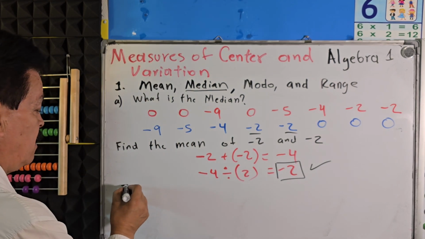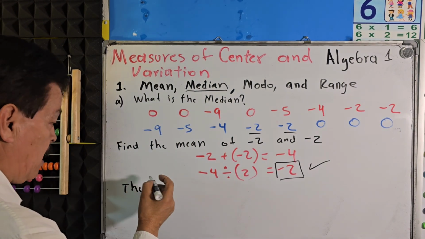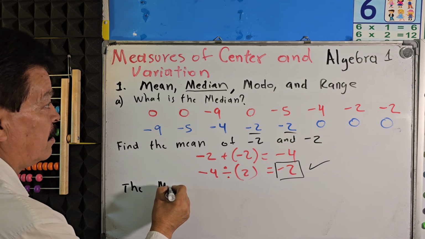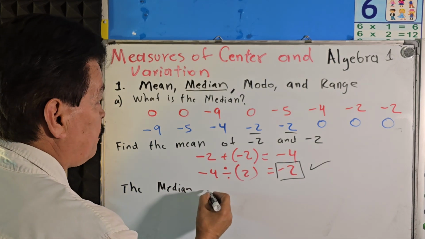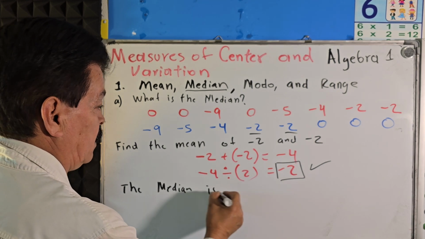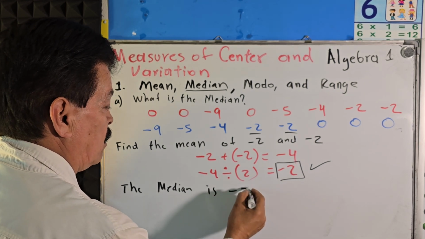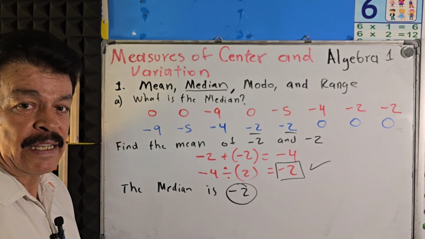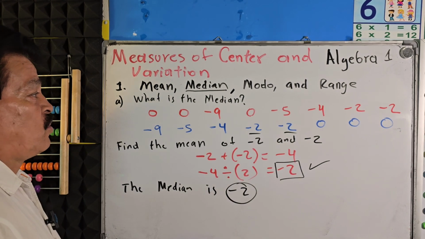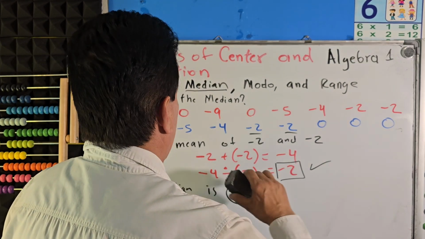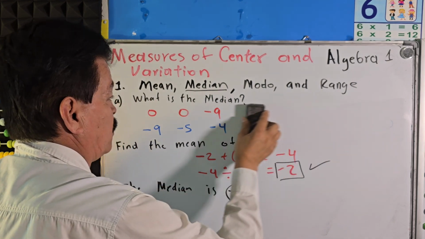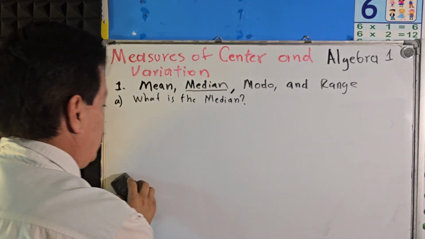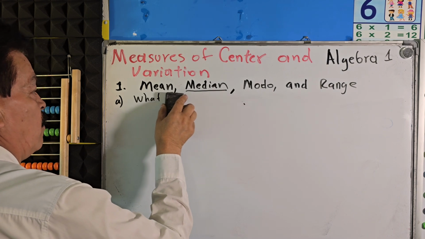So the median is -2, right? So easy. All right, just keep this concept in your mind, this main measure of center. I will erase everything and then let's talk about the other one.